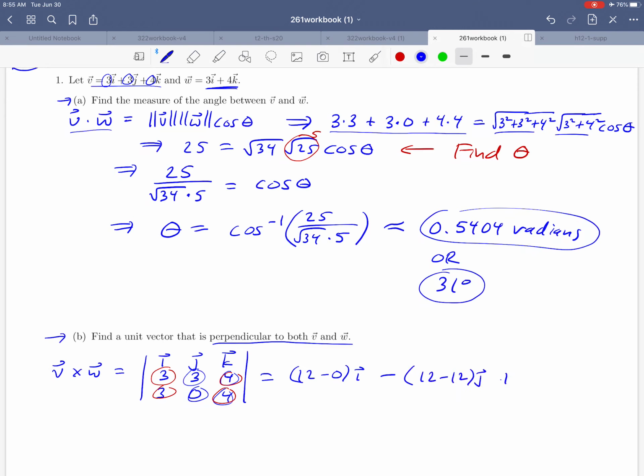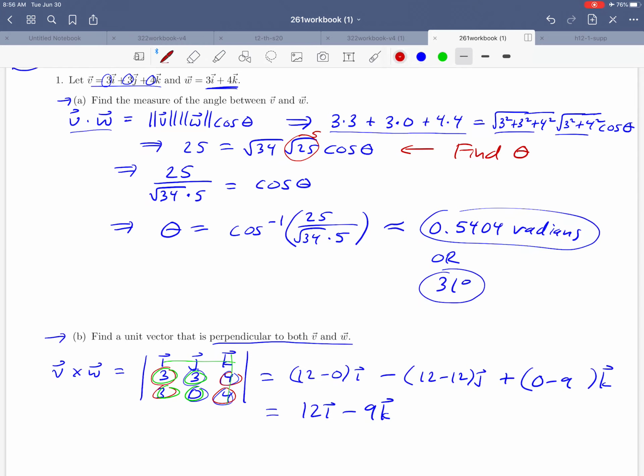Okay, and then finally we come to k. We're going to have a plus sign associated with that. Okay, and then let's see, if we cross out the row and the column that the k are in, we're going to get 3 times 0 minus 3 times 3. That's 0 minus 9k. Okay, do the arithmetic, and that turns into 12i minus 0j minus 9k.